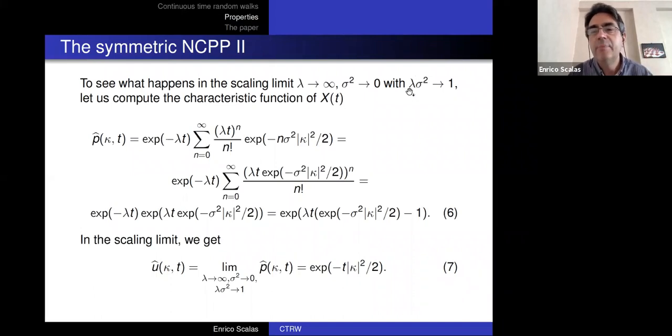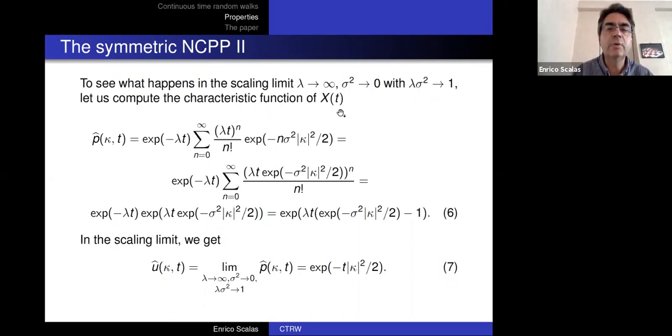But you do this assuming that the product lambda sigma squared does not go to 0 and does not diverge, but converges to 1. So there is this scaling here, which is an appropriate scaling, giving you the diffusion equation, or better, the solution of the diffusion equation. But let me show it.